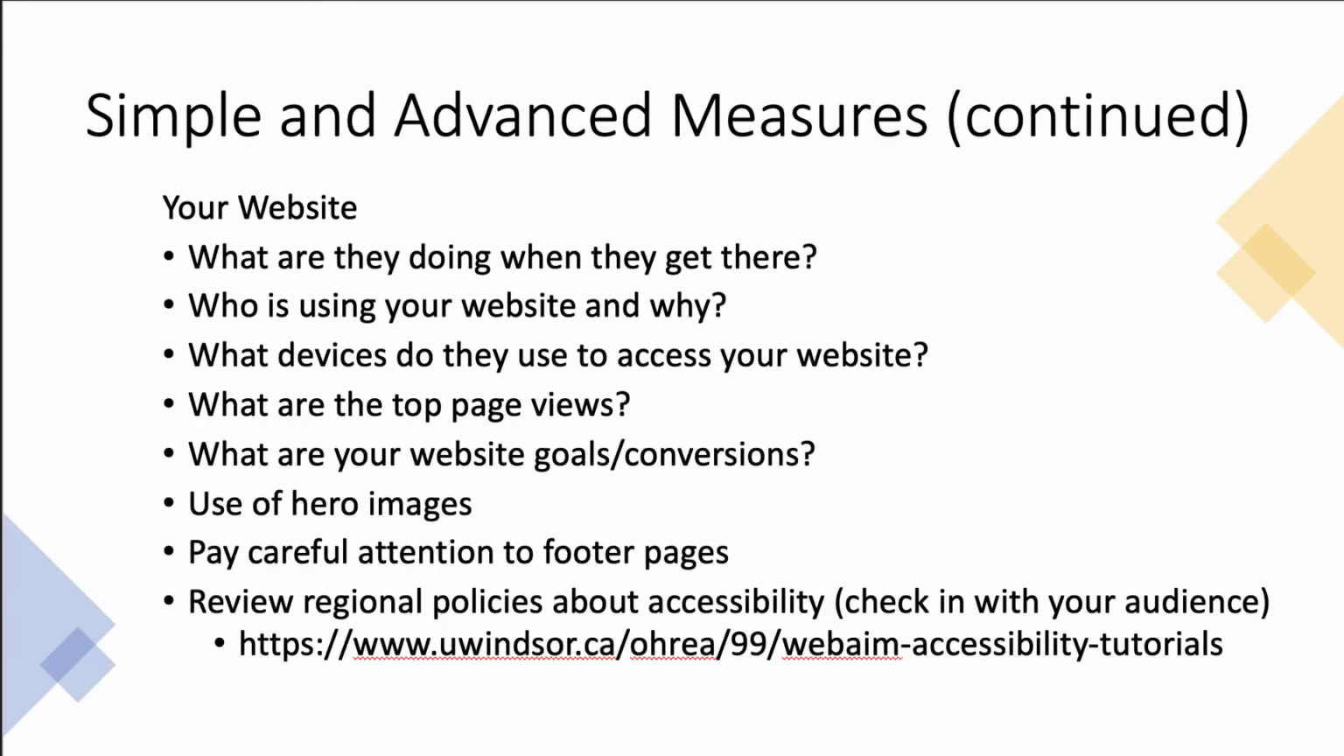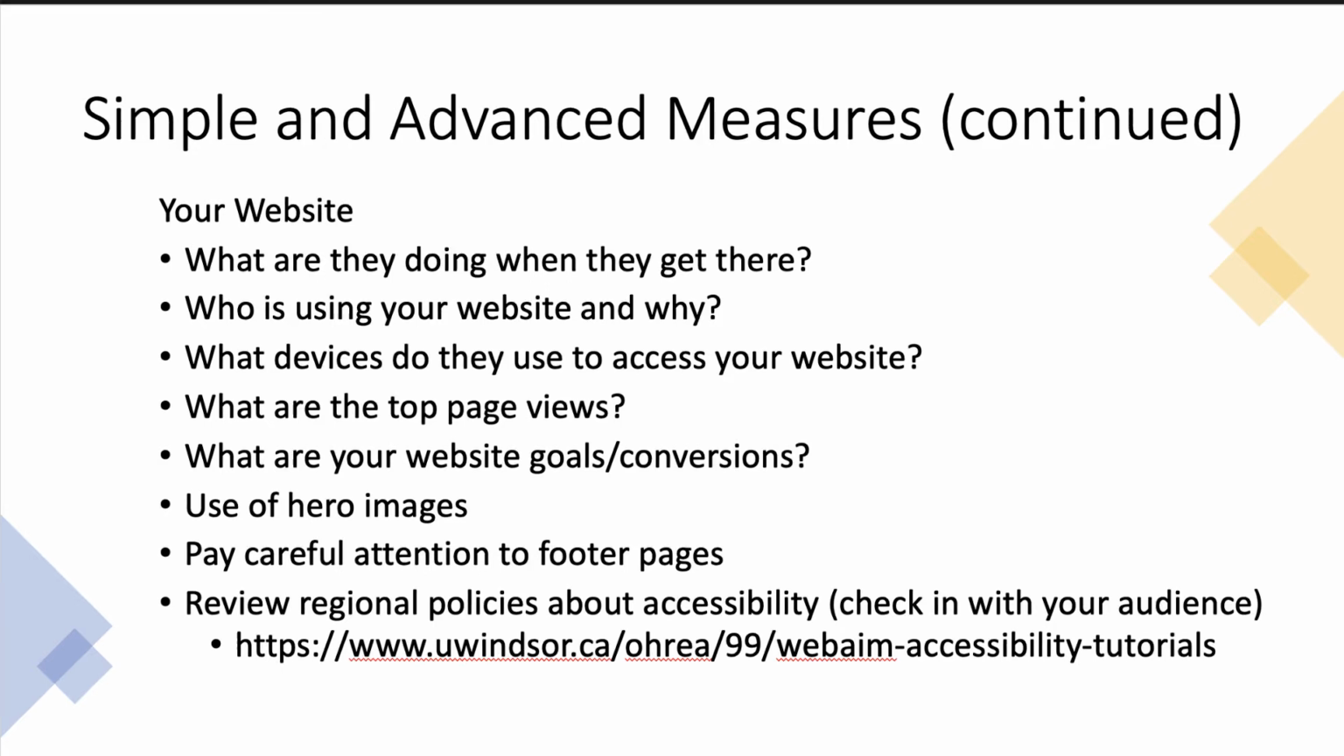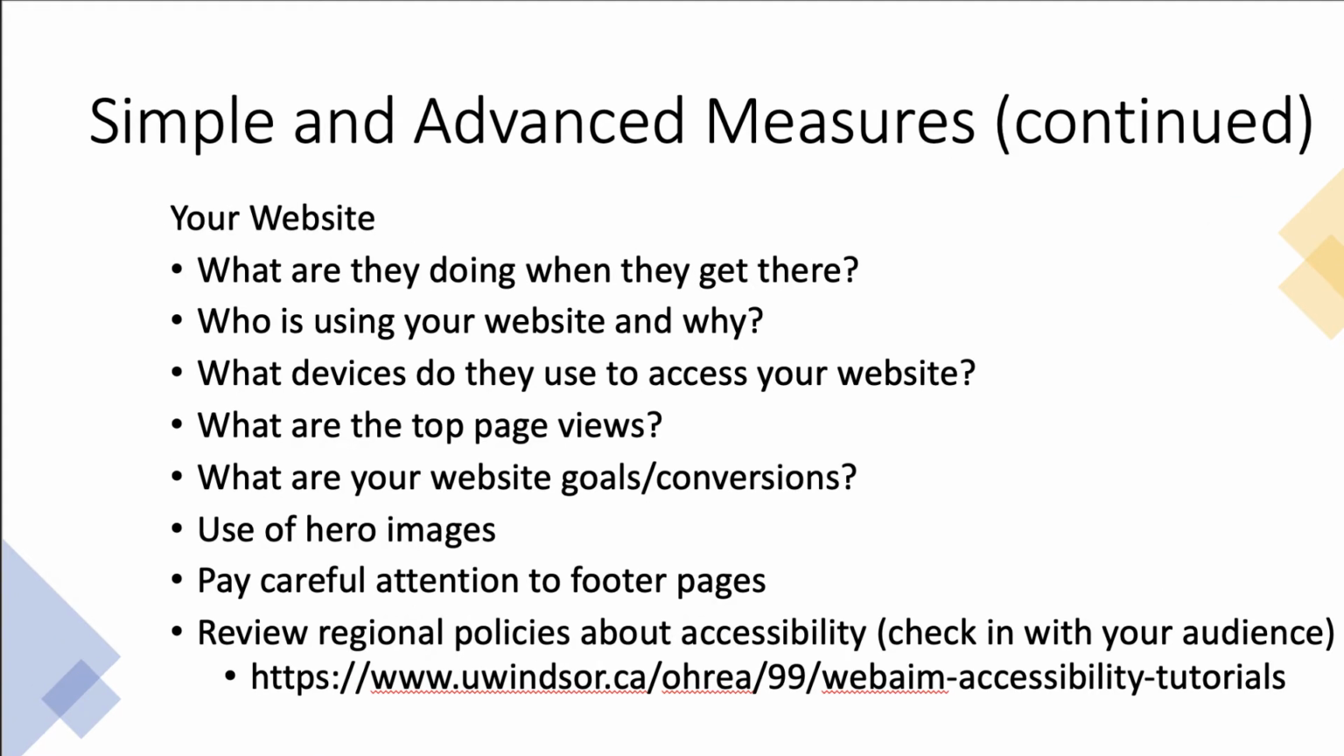In terms of simple and advanced measures, you should look very carefully at your website. So you should be asking, what are people doing when they get to your website? Who is using your website and why? What devices do they use to access your website? You learned about this in Google Analytics for Beginners. So you want to know if people are accessing your website from a mobile device or from a desktop platform. You also want to know what the top page views are. What are the most important pages that they're going to? What are the website goals and conversions? Are you meeting them? Do you use hero images?